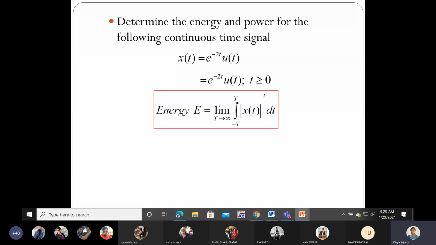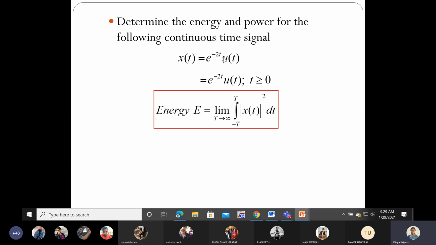What is meant by u of t? It is a unit step signal which extends only on the positive side. It is originating and extending up to only the positive side. So u of t is a step signal which is on the right hand side of the y-axis. If I multiply any signal by u of t, you will obtain it only on the right hand side.